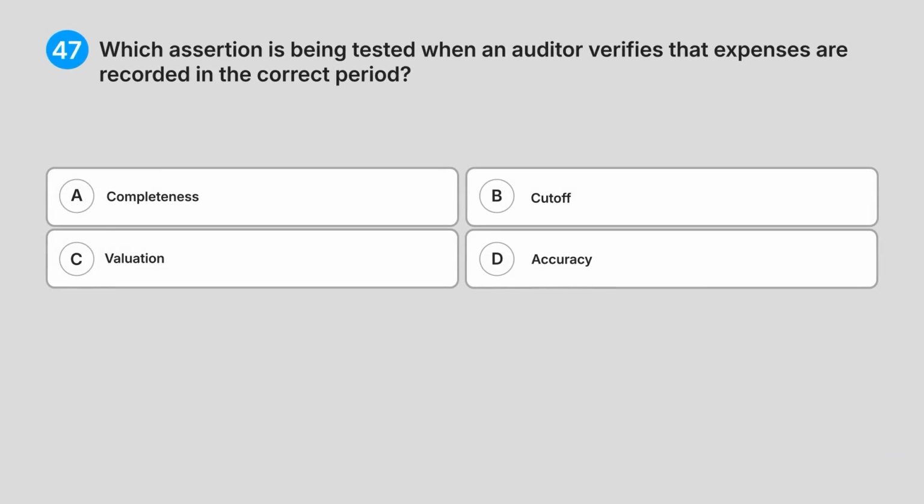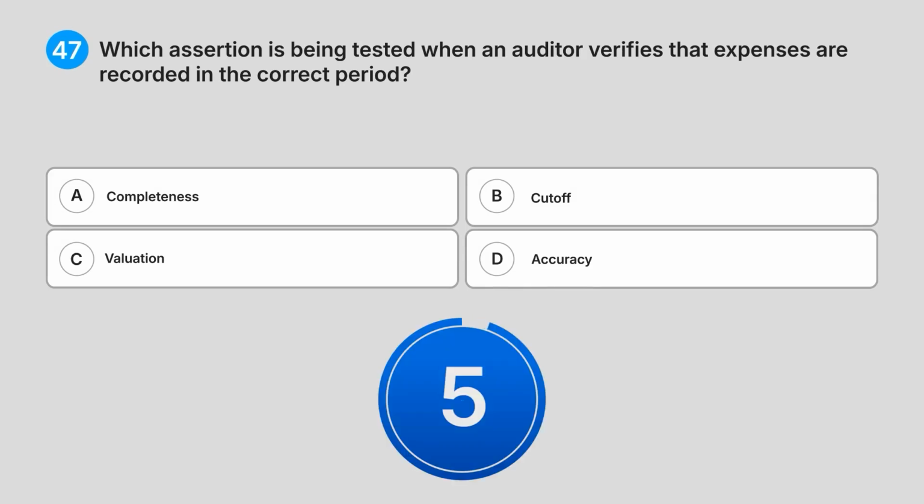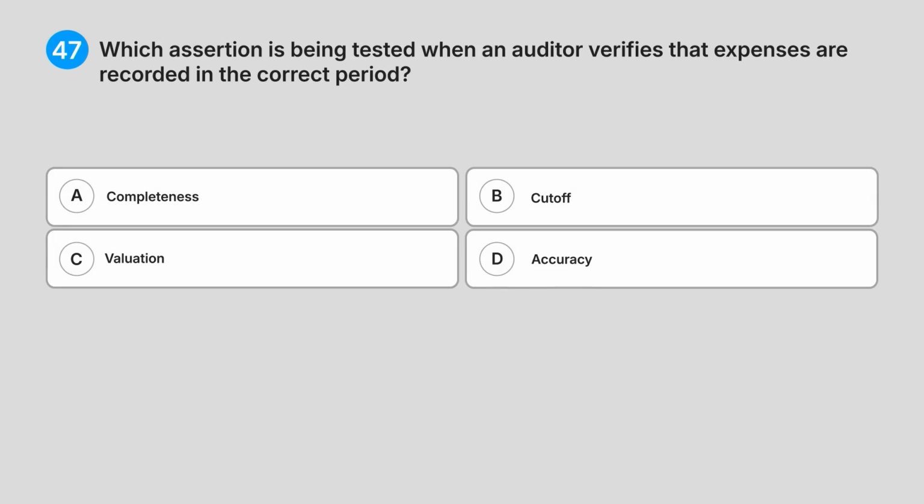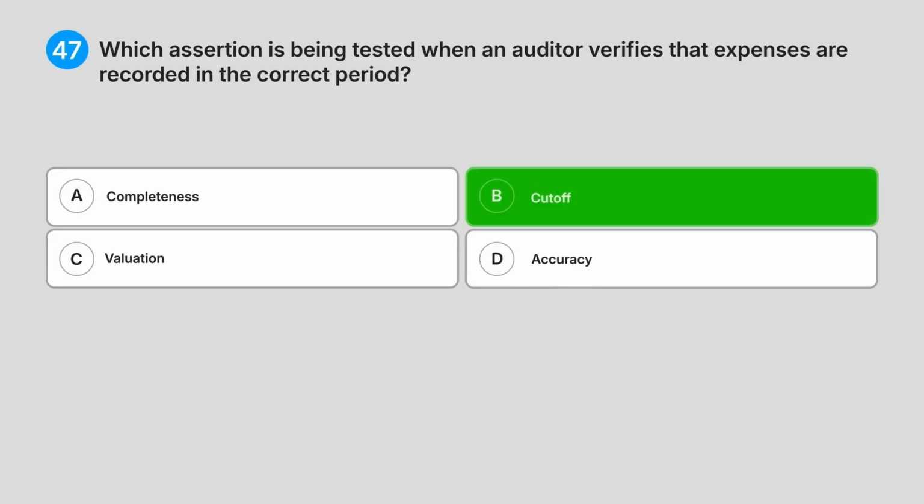(47) Which assertion is being tested when an auditor verifies that expenses are recorded in the correct period? A. Completeness. B. Cutoff. C. Valuation. D. Accuracy. Do you know the answer? Correct answer: B. Cutoff.